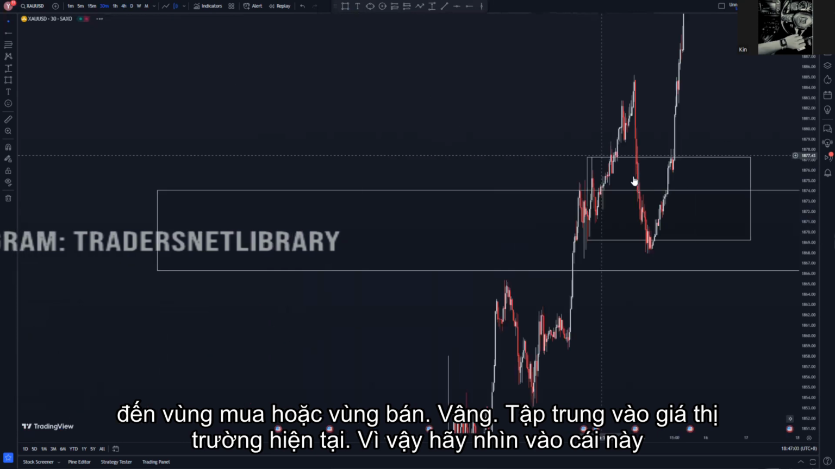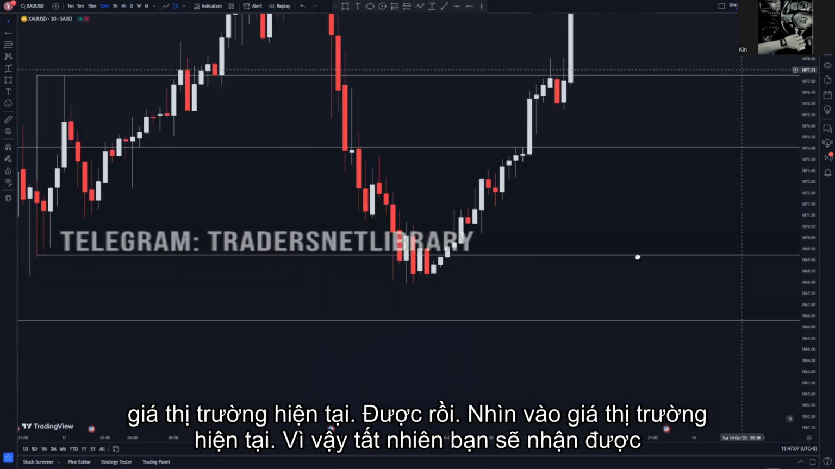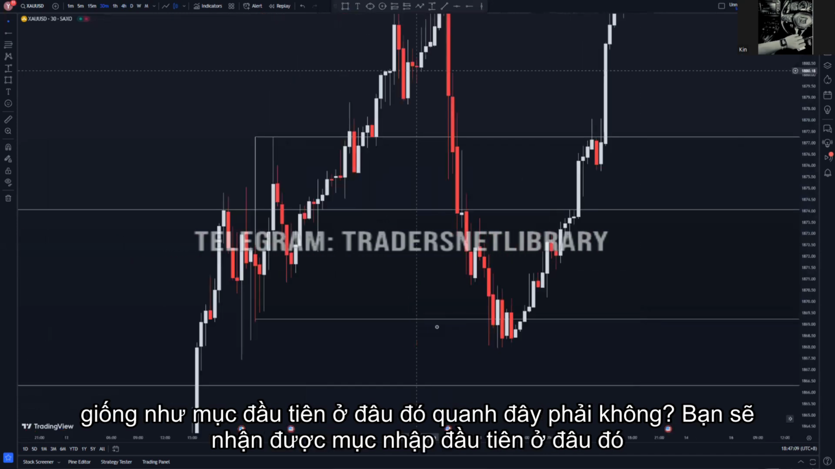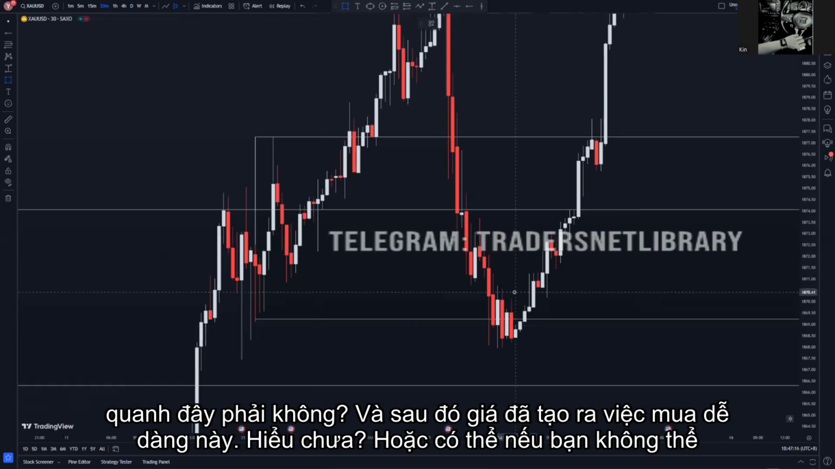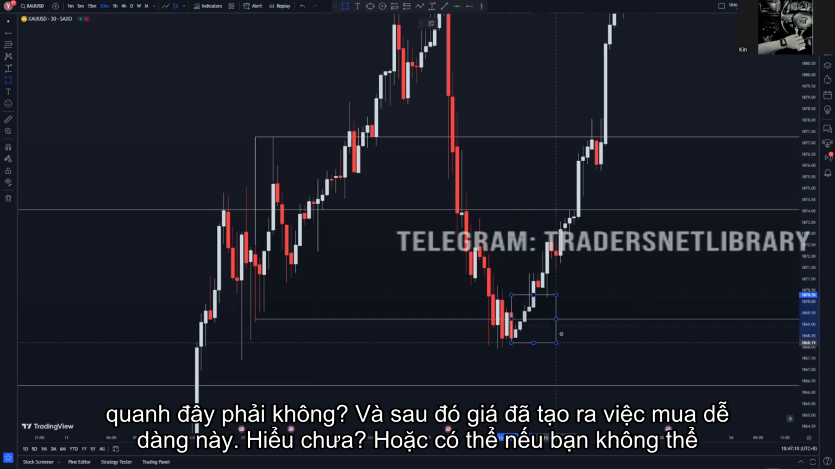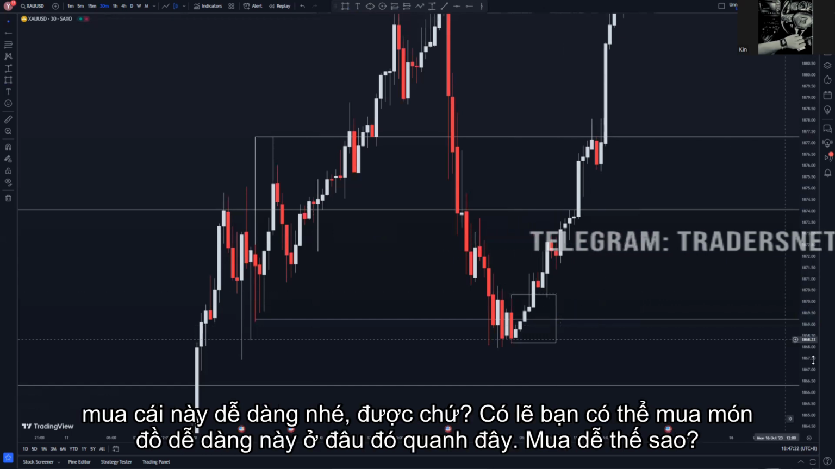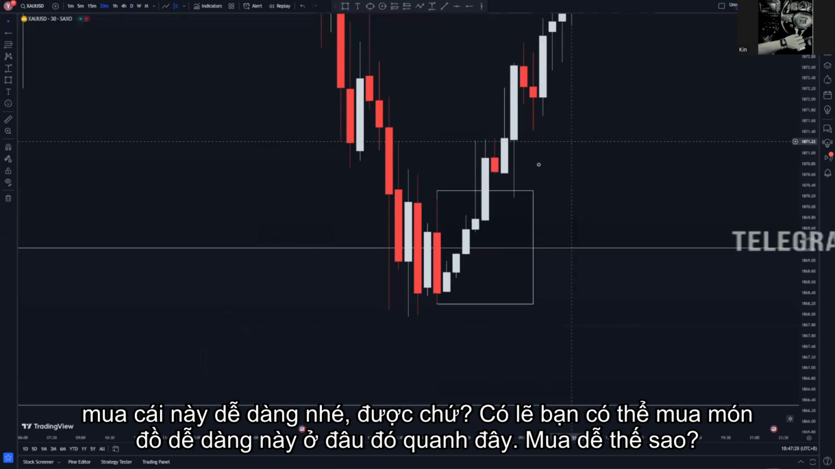So look at this current market price. Of course you're going to get the first entry somewhere around here, right? And then the price created this easy buy. Get it? Or maybe if you cannot take this easy buy, maybe you can take this easy buy somewhere around here.